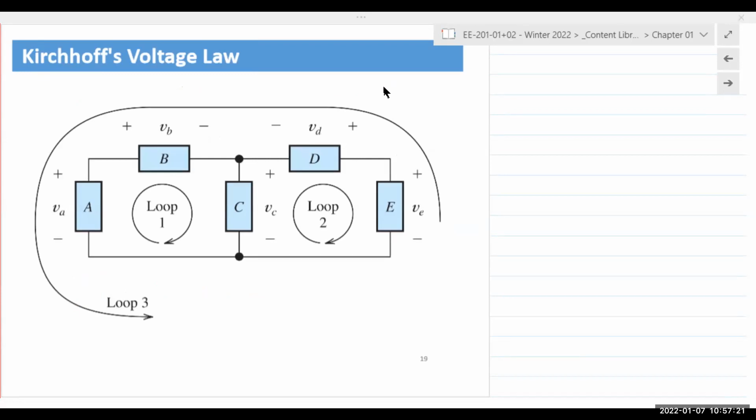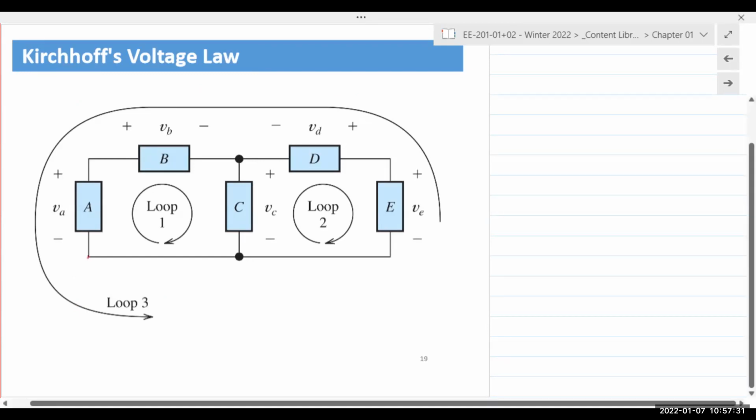The way you can determine a loop is basically pick a starting point. I always pick the bottom left corner of a circuit. So if I choose this corner right there, right below A, and I go around my pathway and I come back to the same starting point, that is one electrical loop.